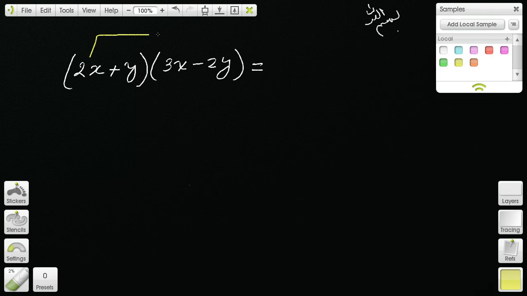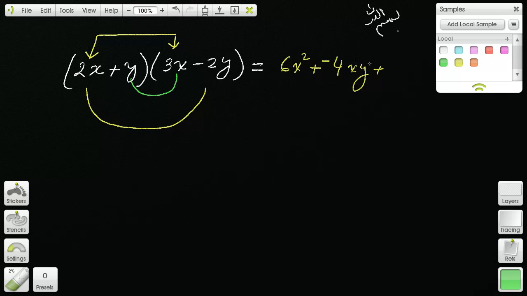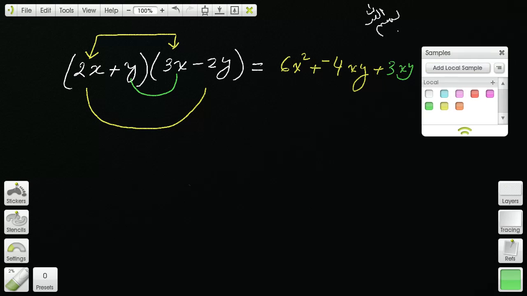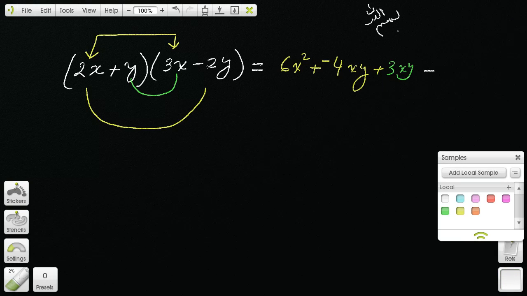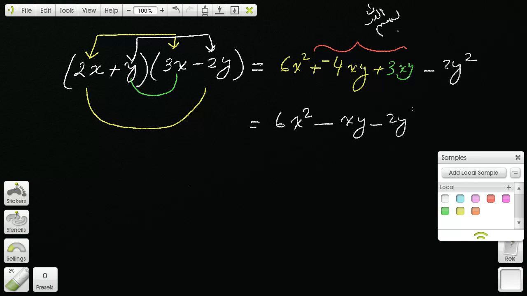So first would be these two. That would be 6x squared. Outer would be those two. That's minus 4xy. And then inner would be this. That's 3xy. And last would be minus 2y squared. In this case, again, these two are like terms, so you can combine those. So you get 6x squared minus xy minus 2y squared.